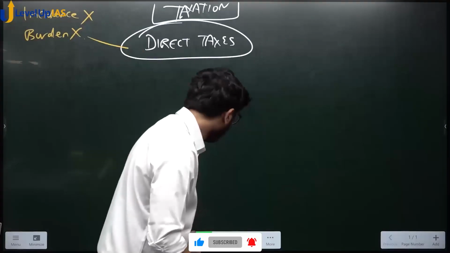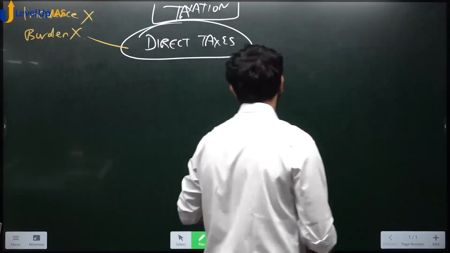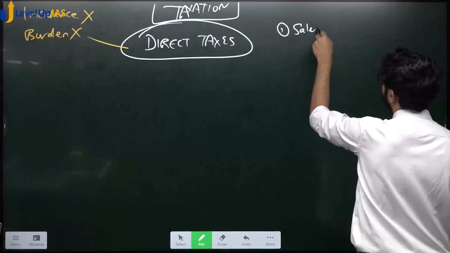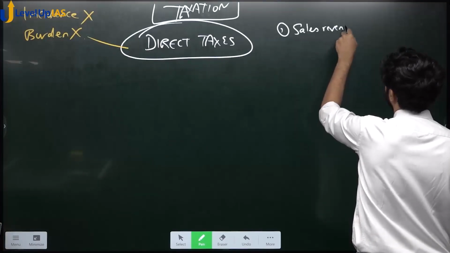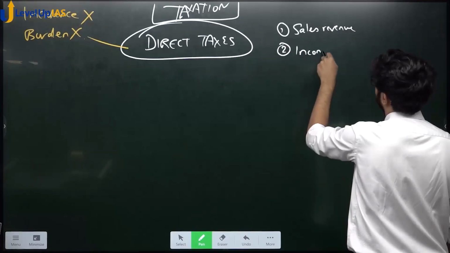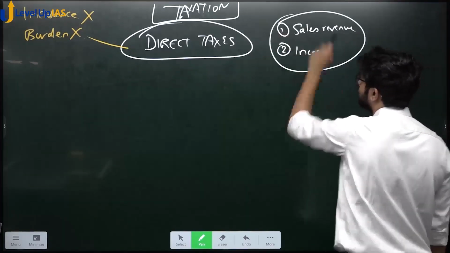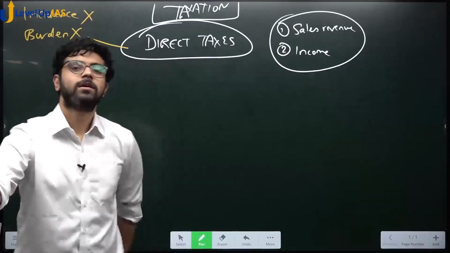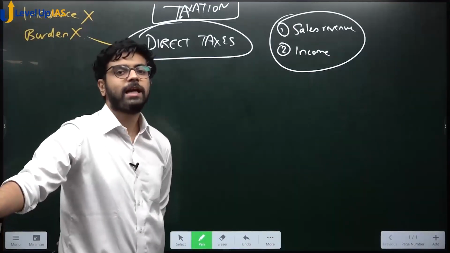Now we need to know the difference between two terms. There are two terms involved. One is your sales revenue. Second is your income. What is the difference between these two terms? What do you think? What is the difference between these two terms?